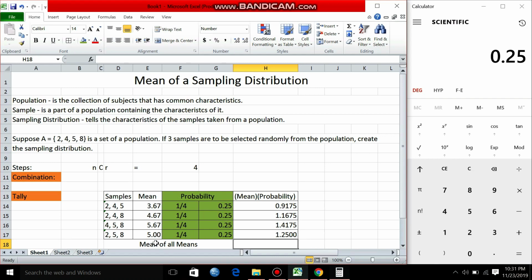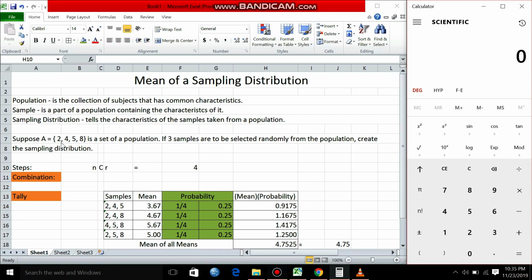Then to get the mean of all means, or the mean of the sampling distribution, you will just add these numbers. I'd like to use the auto sum, or you can also manually type in those numbers. Using the auto sum, we have 4.7525, or in 2 decimal places, 4.75. Now let us compare the population mean and the mean of the sampling distribution, to see if we can generate a conclusion from this.